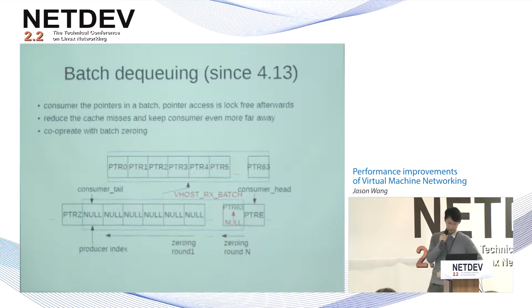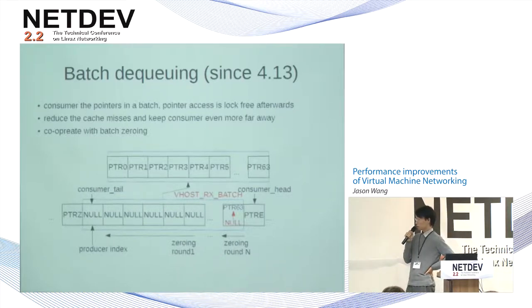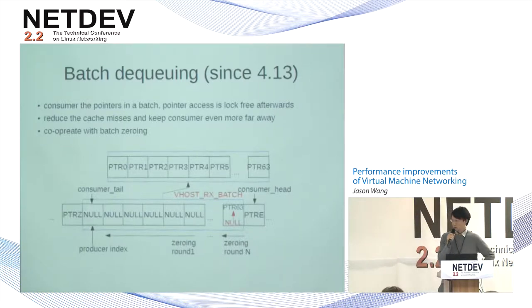On top of the batch zeroing, we introduce batch dequeuing. The reason is that in our case there are multiple consumers and producers, so we need a spin lock to synchronize between them. Batch dequeuing is a good technique to amortize the cost of the spin lock. We try to dequeue several pointers in each run. After this batch dequeuing, the pointers can be accessed in a lock-free way. This can also further reduce cache misses, because the consumer is even farther away.